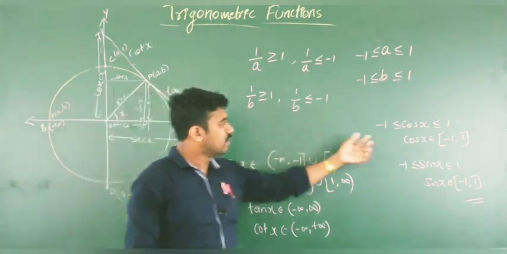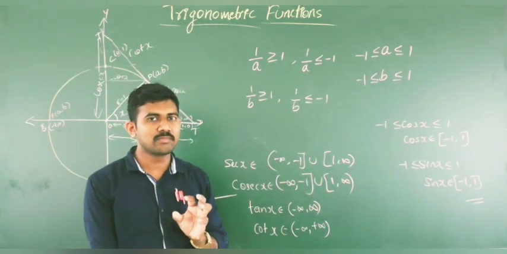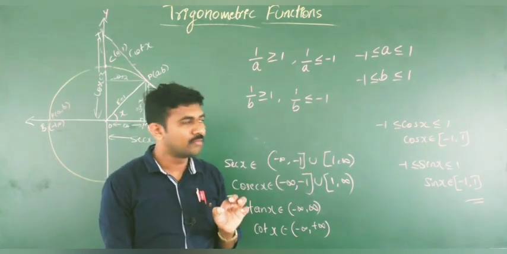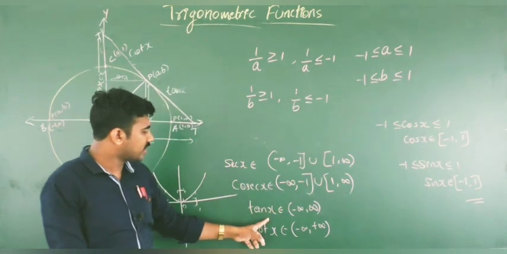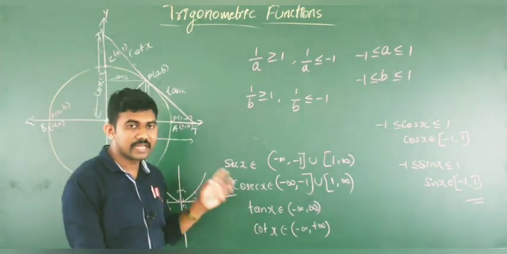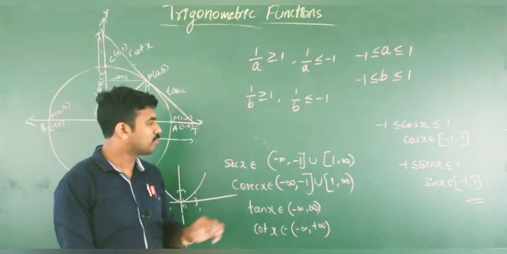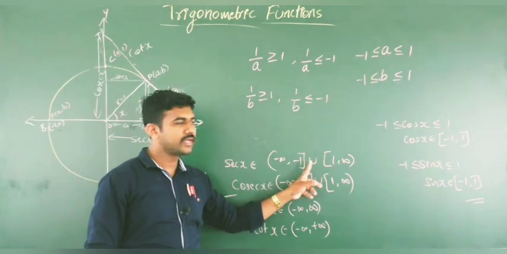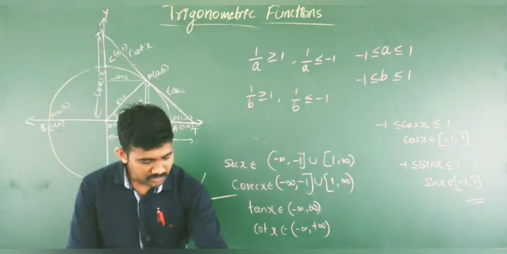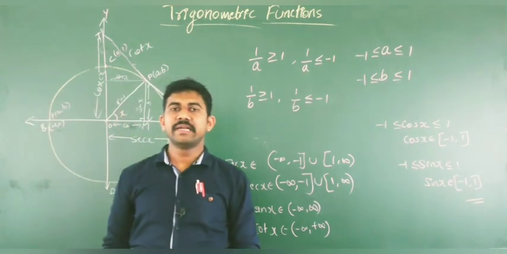Okay, so these are the values we can take for trigonometric ratios. Sin x belongs to the closed interval minus 1 comma 1. Cos x belongs to the closed interval minus 1 comma 1 again. Cot x and tan x belong to the interval minus infinity comma plus infinity, all the real numbers. Secant x and cosecant x can take values from minus infinity to minus 1 including minus 1, and from 1 to infinity including 1. Okay, so these are the basics of your trigonometry functions.